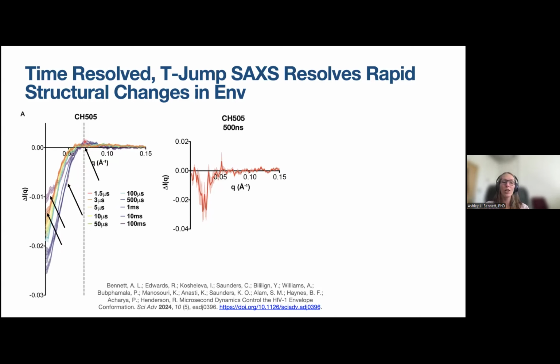So at this later time point, this is the 100 millisecond curve. You can see that the scattering profiles are starting to relax back to their starting point, so that we can say that this transition is reversible, which is consistent with the prior data from the field.